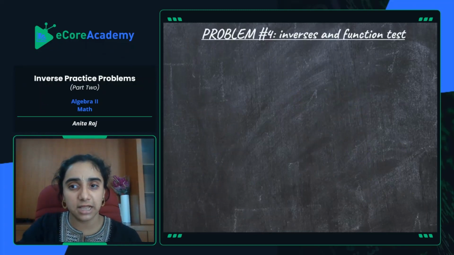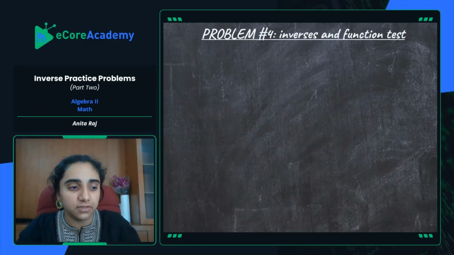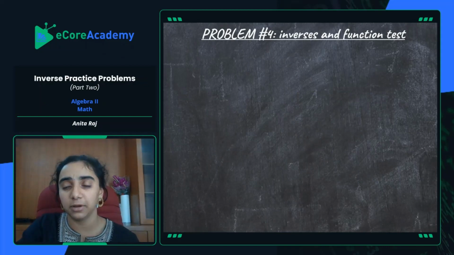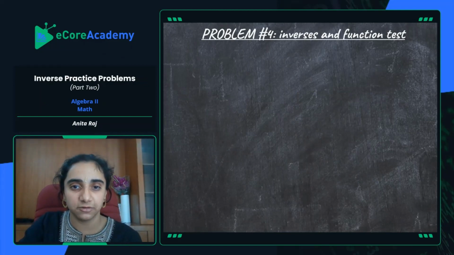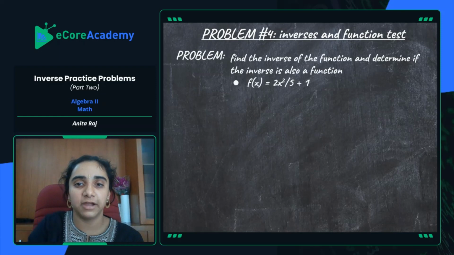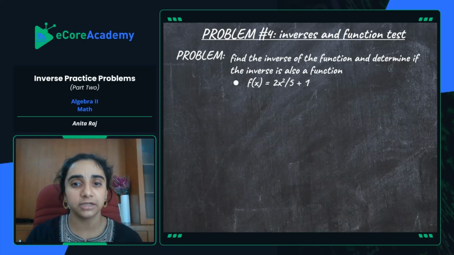And then moving on to the last problem, we're going to be finding an inverse and then simply determining, is this inverse a function? So it's pretty much a good recap of this whole mini series of lessons we've been doing. So here's your problem. Find the inverse of the function that's been given, which is f of x equals 2x squared divided by 5 plus 1, and determine if the inverse is also a function.